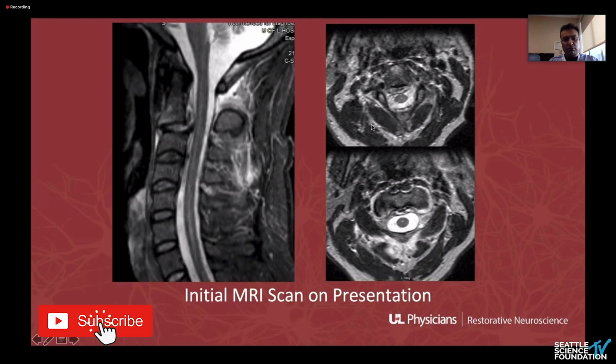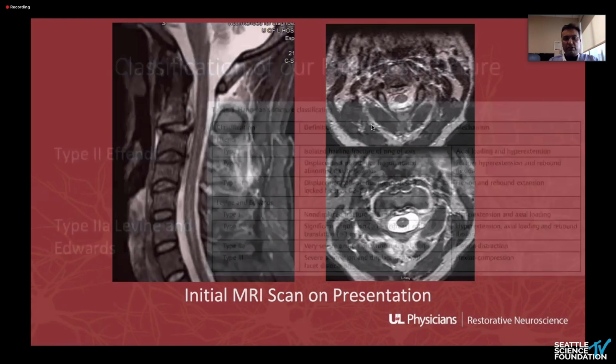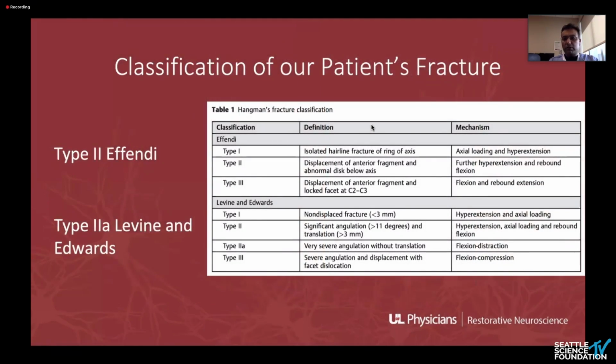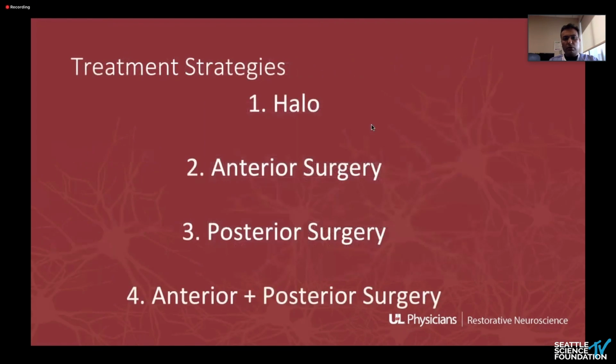and then there was significant disruption along with disc herniation. So based on these images and the clinical presentation, we classify the fracture as type 2 Effendi and type 2A Levine and Edwards. So the question came up, how we're going to manage this patient, just conservatively or do surgery. Given the severity of fracture, we decided to do posterior surgery in him first.